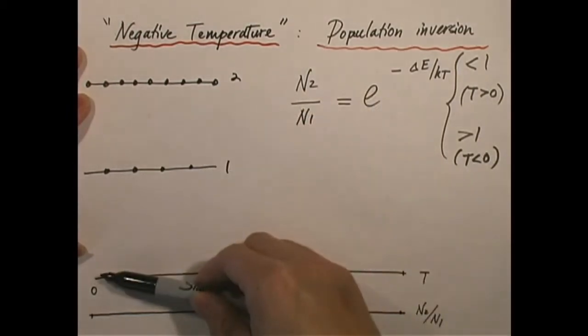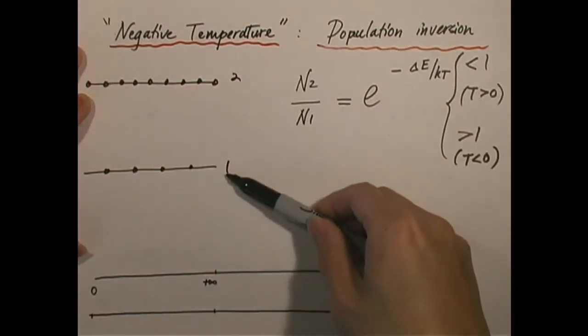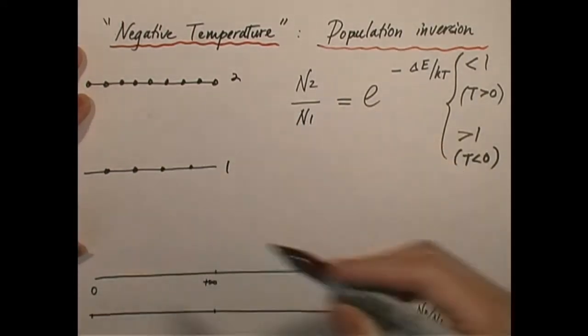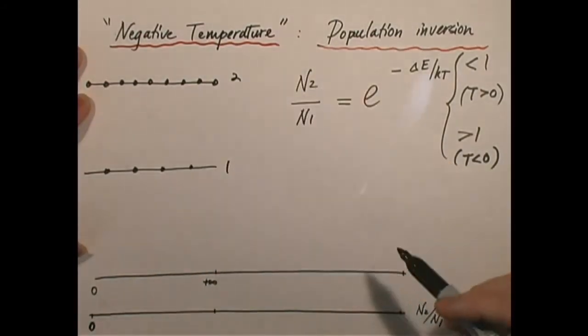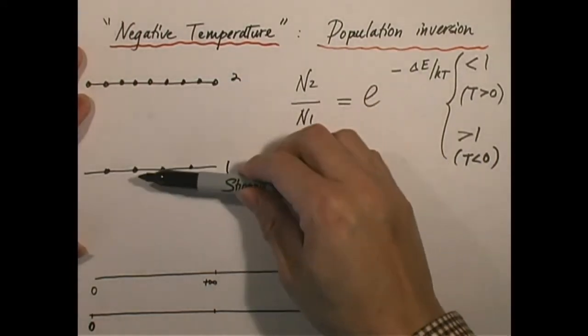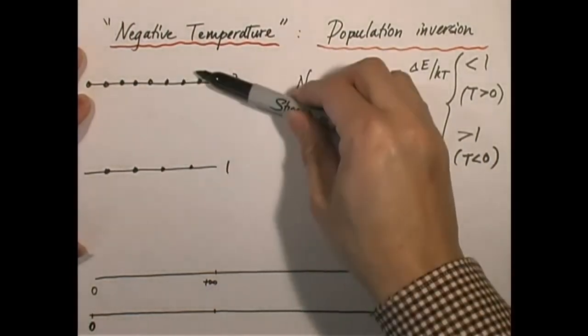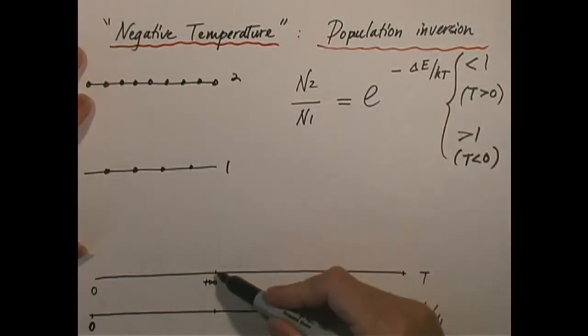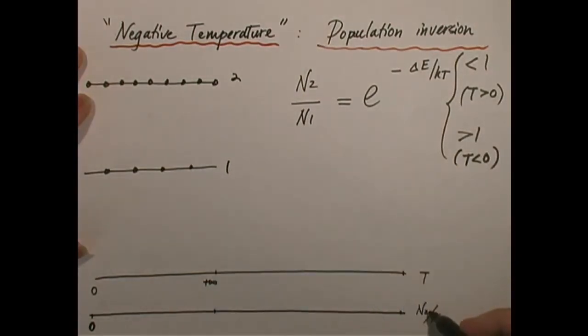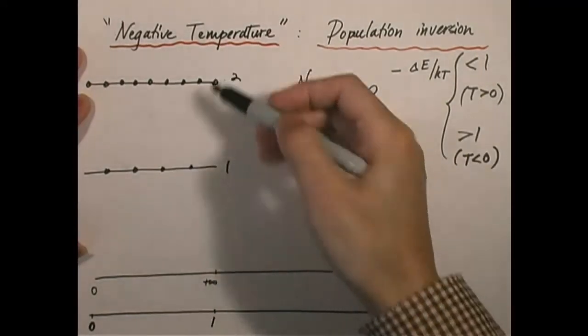Starting at t equals 0, the population downstairs is 100%, population upstairs is 0. So this ratio of n2 over n1 at t equals 0 is 0. Nothing is upstairs. As you increase the temperature, more particles are going to jump up, and this will continue until t reaches positive infinity, and that is when n2 equals n1, so the ratio stays at 100%. So you have a 50-50 split.